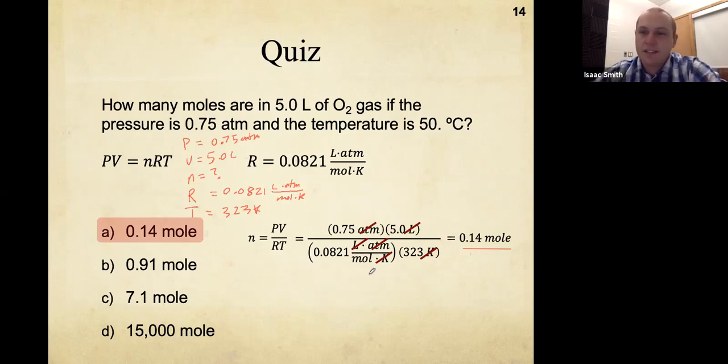You can always check your answer too, right? So for example, if you were on a test and you're worried that you might get it wrong, let's say you put it in your calculator and you got 0.14 moles. Well, you can now put that in for N. You can multiply N times R times T, and then you can multiply P times V separately and just make sure they equal each other. And then you know you got it right. So you can check your answer before submitting it by doing it that way.